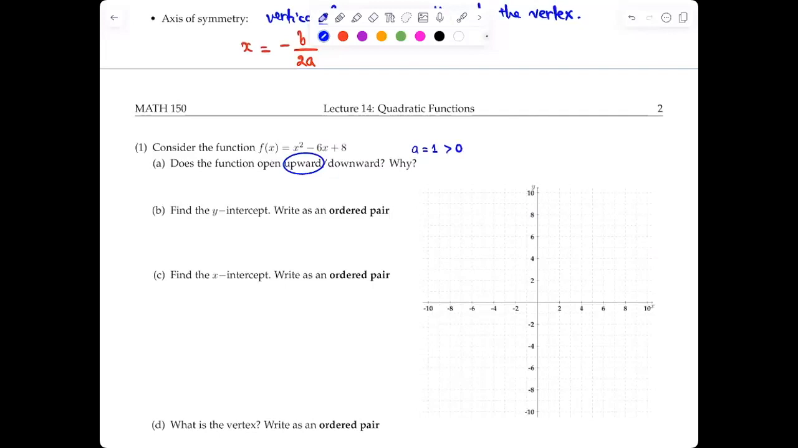Now at this point, can you calculate the y-intercept? With ease, right? When you say y-intercept, what is the x value equal to? 0, right? So for the y-intercept, x equals 0, so y equals 0 squared minus 6 times 0 plus 8, equal to 8. So the y-intercept is (0, 8).